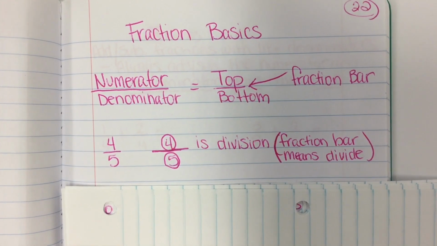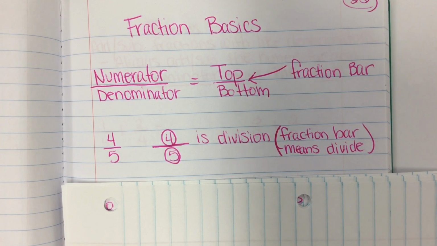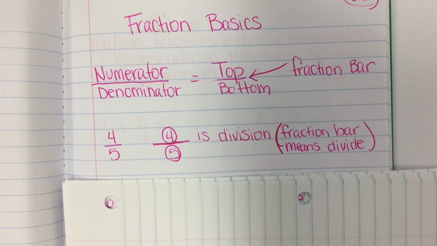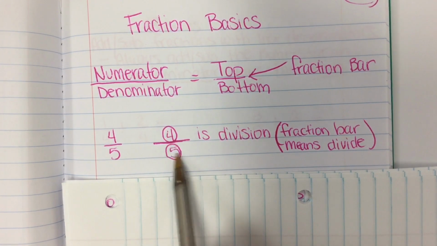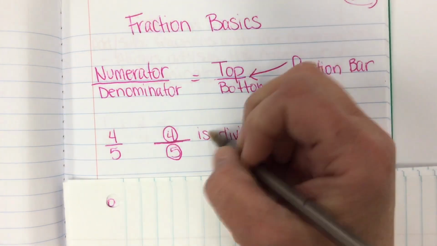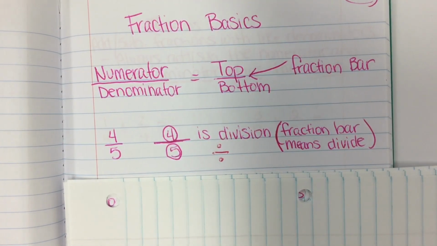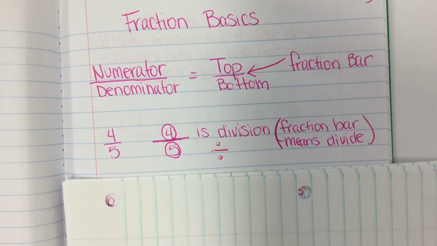Okay, so fraction basics. First thing we need to review is that the numerator is the top number, the denominator is the bottom number, and that fraction bar means divide. So when I took the number 4 over 5 and circled the 4 and the 5, it looks like the division sign, right? So that means a fraction problem is just a division problem, okay?